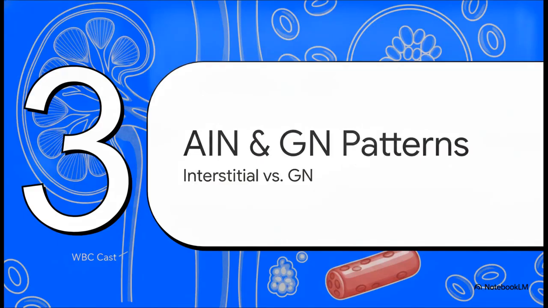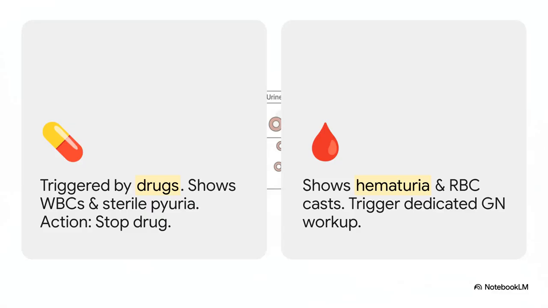Section 3, AIN and glomerulonephritis patterns. Let's head down the intrinsic branch of our algorithm and see how to tell interstitial from glomerular damage on urinalysis. Acute interstitial nephritis is usually triggered by antibiotics, NSAIDs, and PPIs, though autoimmune diseases and infections can also cause it. Don't wait around for the classic triad of fever, rash, and eosinophilia because it's actually pretty uncommon. On UA, you'll find WBCs, WBC casts, sterile pyuria, mild hematuria or proteinuria, and sometimes eosinophilia. The move here is to stop the offending drug and use glucocorticoids if it's severe or just not improving.